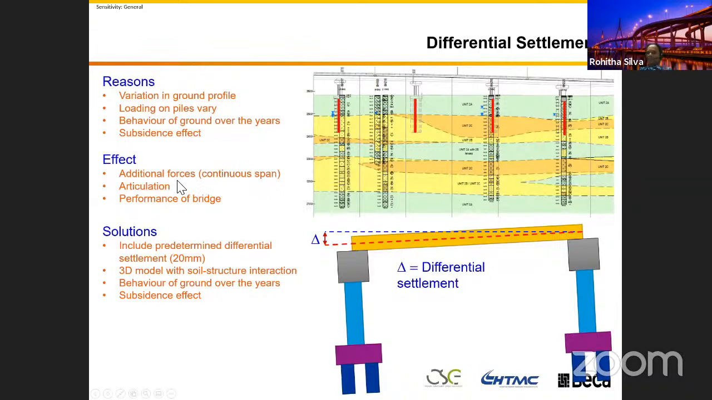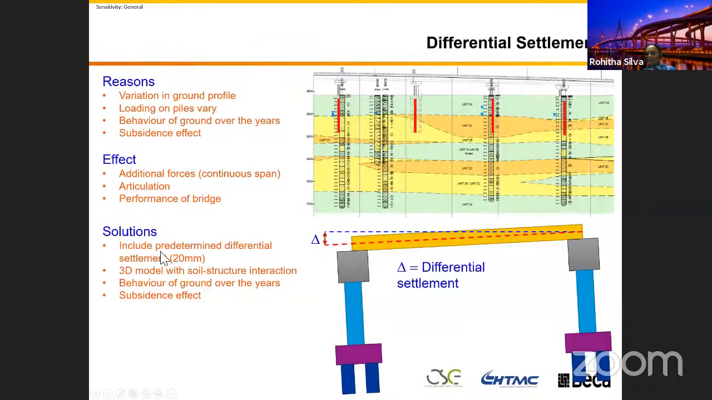The effect is the additional force on the bridge articulation and the performance of the bridge. Sometimes the bridge barrier, railing and other things deform. If it is significantly large, it's going to impact your bridge performance and appearance, and so many things might crack.